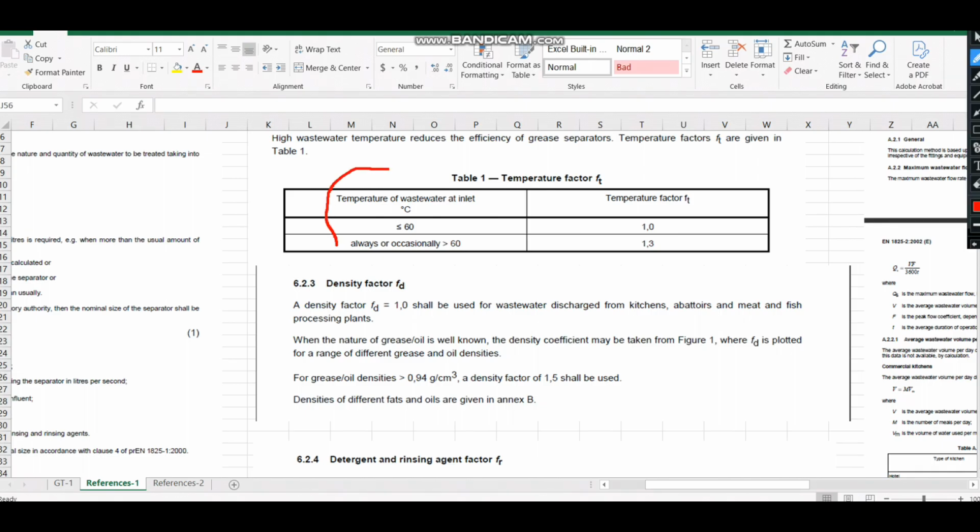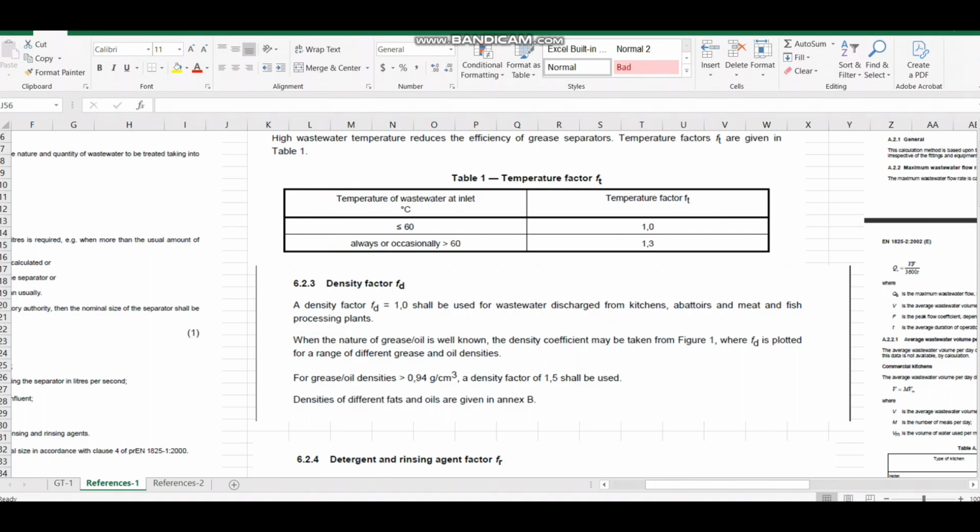First, the temperature factor. We need to see the temperature of the wastewater at the inlet. Normally the temperature of the wastewater for the drainage system will be less than 60 degrees Celsius only. So this is the reason we are considering 1.1 as the temperature factor. And coming to the density factor, by default a density factor of 1 shall be used for wastewater discharged from the kitchen and meat and fish processing plants. So the same I also consider for the density factor.